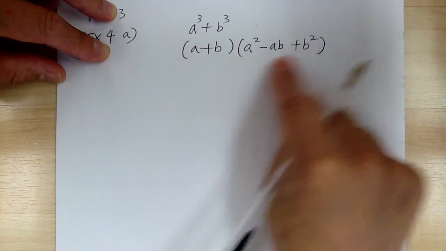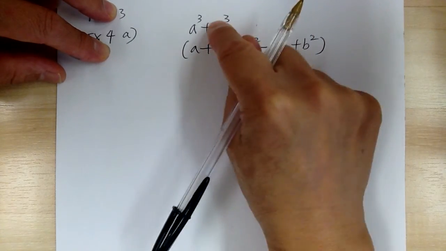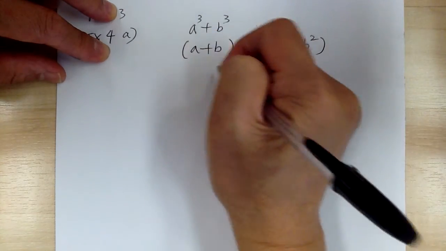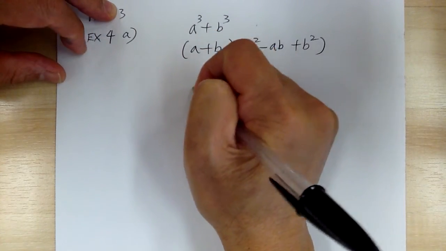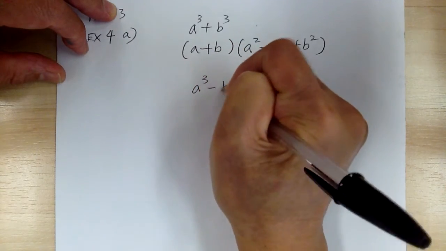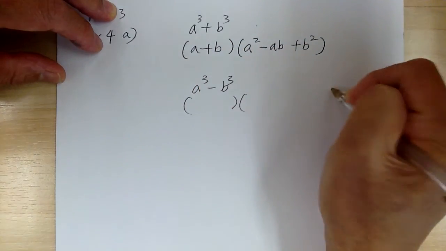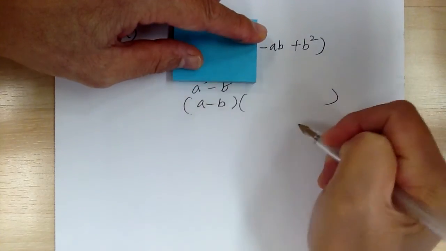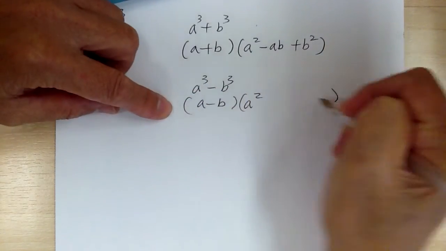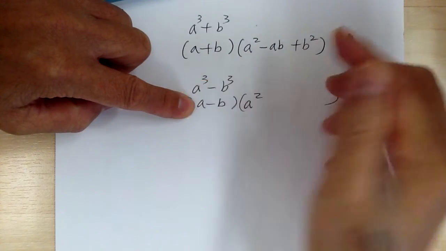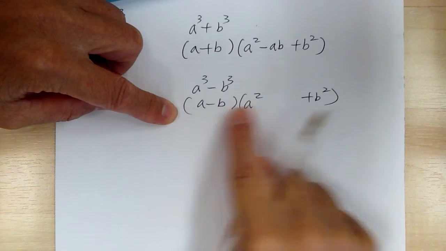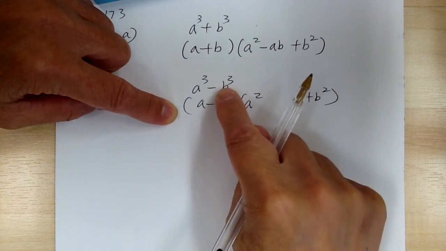So that way, when you distribute, all the middle terms get canceled out and it becomes that. Okay? Now, when you're doing the subtraction, the difference is the same way. A cubed minus B cubed. Okay? So again, you just cover it up. You get A minus B. And so you need to have A squared, because A times A squared gives you A cubed. You need to get plus B squared, right? Because minus B times B squared gives you minus B cubed.